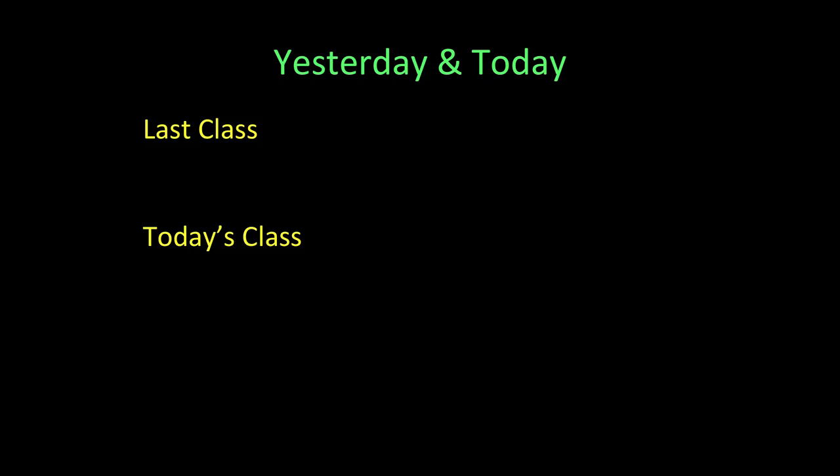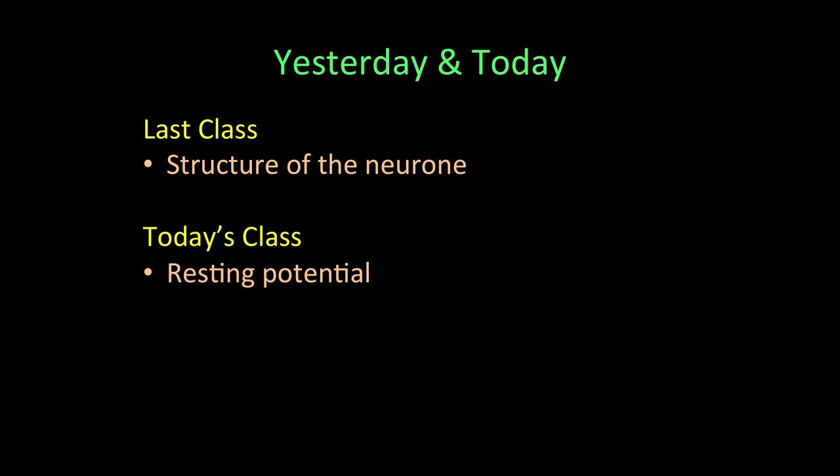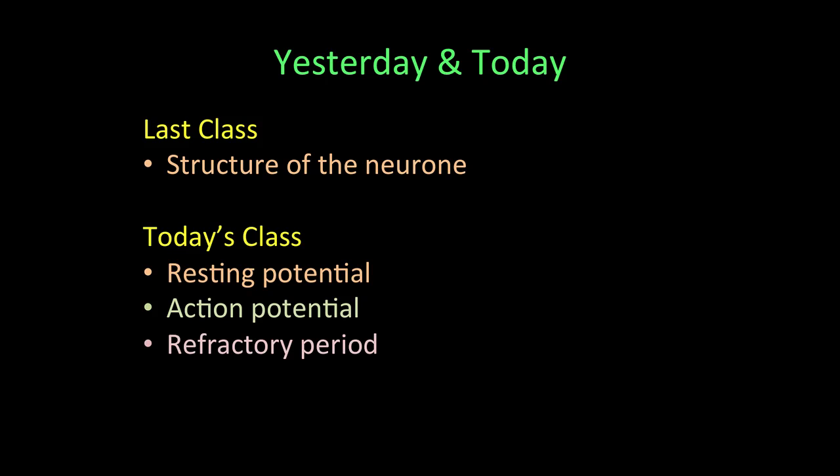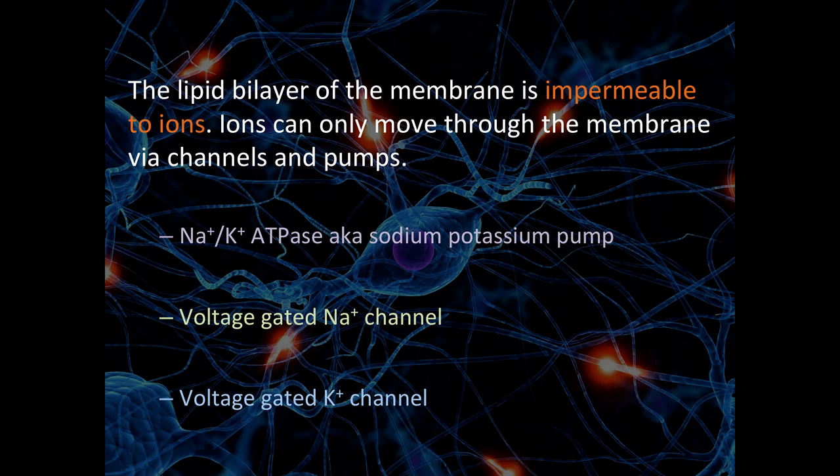Right, so what we did in last class? Well, in the last class, we looked at the structure of the neuron. Today, we're going to be doing a few things. We're going to be looking at the resting potential. We'll see how an action potential is made. Look at the refractory period. And we're going to be talking about the transmission of action potentials, as well as the speed of an action potential. How fast does it go, and how we could change that.